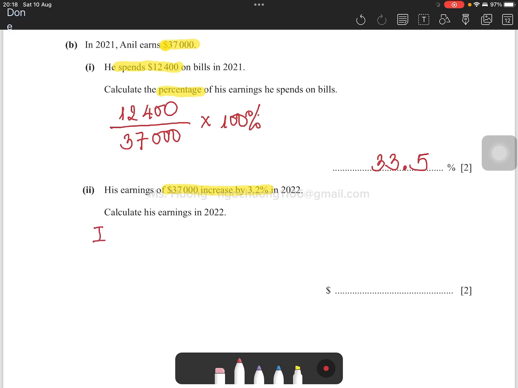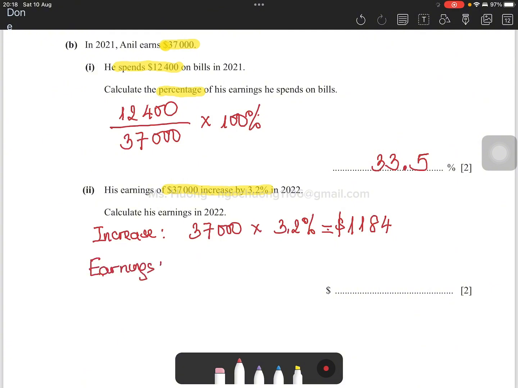So first we calculate the amount that he increased by, multiplying 37,000 by 3.2%. And this is $1,184. Then his earning in 2022 is, we add 37,000 to the amount that he increased by. And the answer is $38,184. This is one solution.